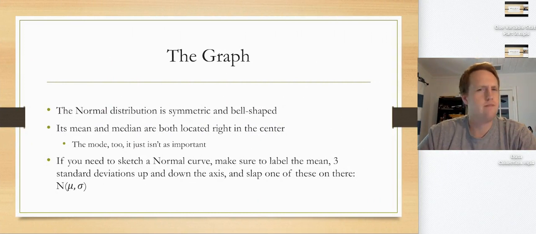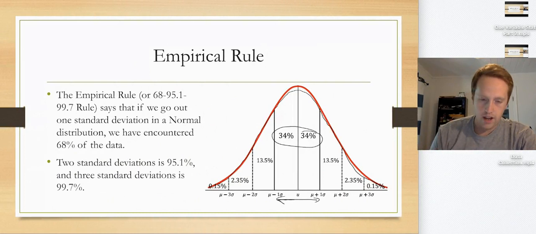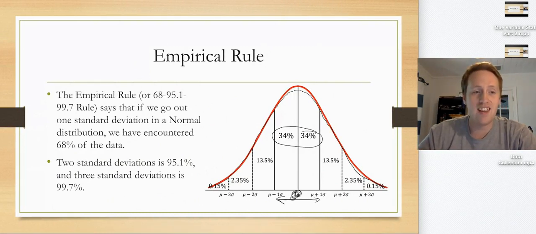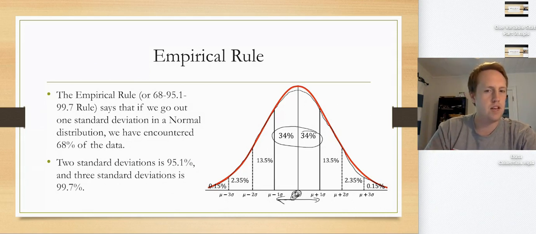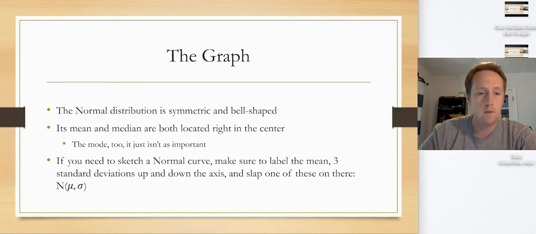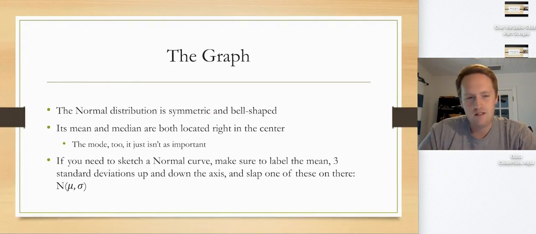Oh, there's the graph. The normal distribution is bell-shaped and symmetric like we just saw. Its mean, median, and mode are all right there at the center. The mean is right here. The median is also there because the distribution is symmetric. Remember, symmetric distributions always have their mean and median at the same spot. Since the peak is also at the center, that's why the mode is also there. The mode, I don't care about it.